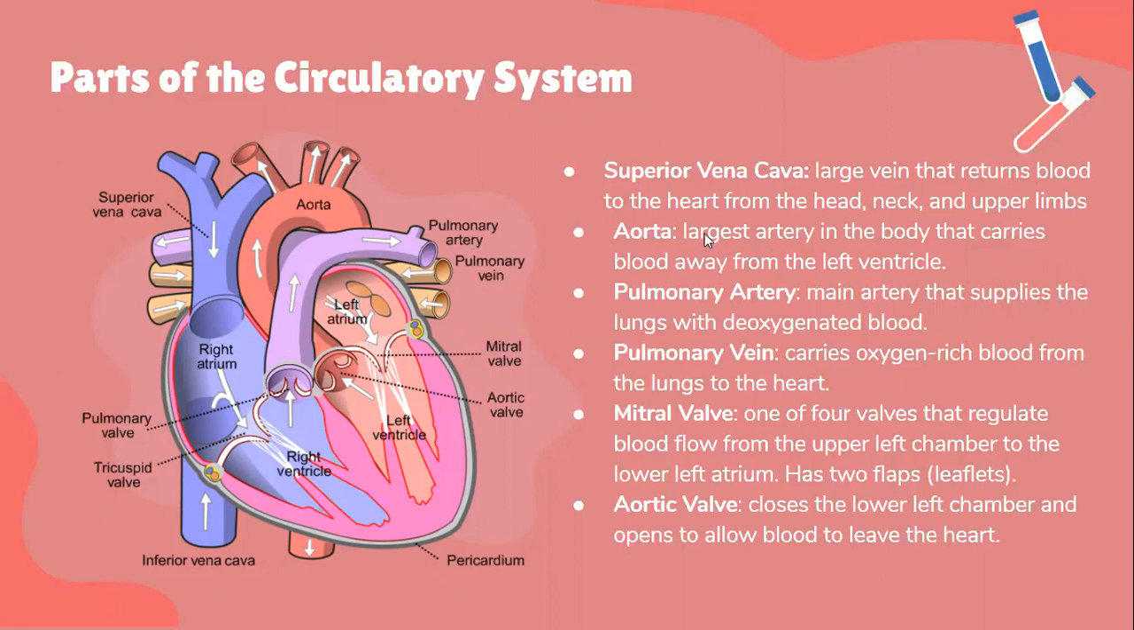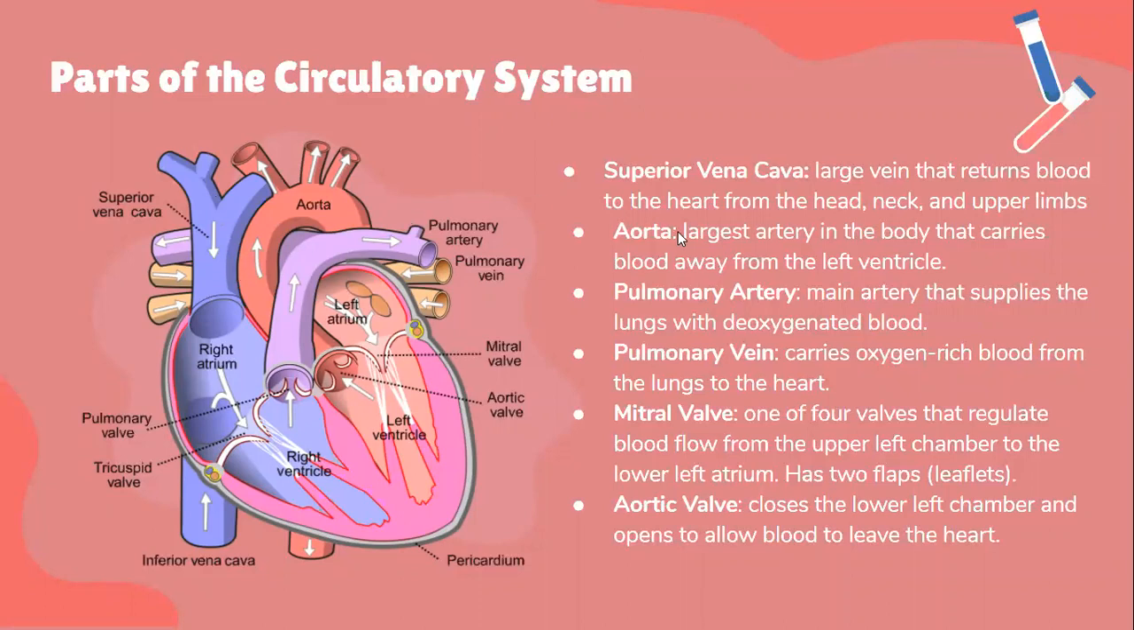The blood doesn't flow away from it, it flows towards it. On the picture, you can see it's right here and there's an arrow pointing down. So the blood comes from upwards, and then it goes down through the superior vena cava.